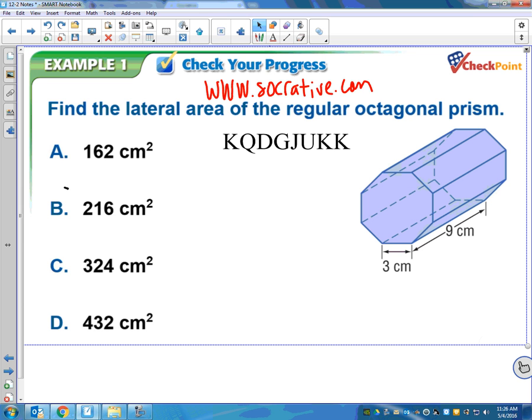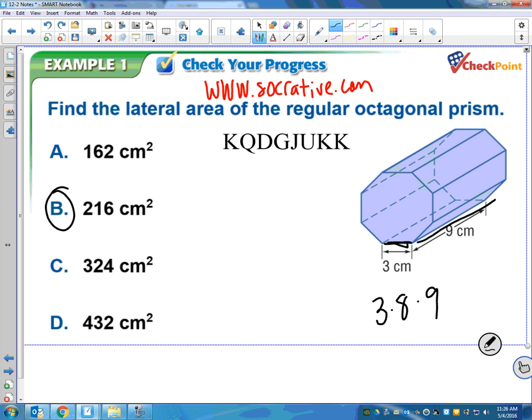The answer should be B, because one side is 3 and there's 8 sides, right? So that's your perimeter, and then times the height would be 9. Or if you prefer, you could say it's a 3 by 9 and there's 8 3 by 9 rectangles. But you should get that. Any questions about that? So, kind of jump the gun here.